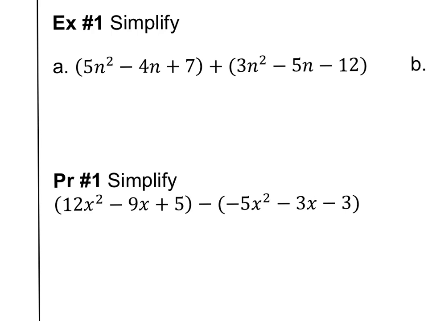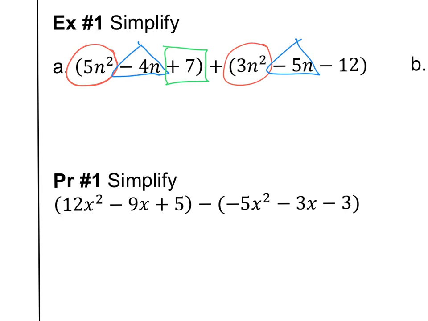But let me show you one of the things you could do here. We could do a red circle around the ones that have an n squared, and just an n squared. So those are like terms. I could do a triangle around ones that just have an n. I could do a square around ones that don't have any n or any variables. And see, now I can clearly see what my like terms are.